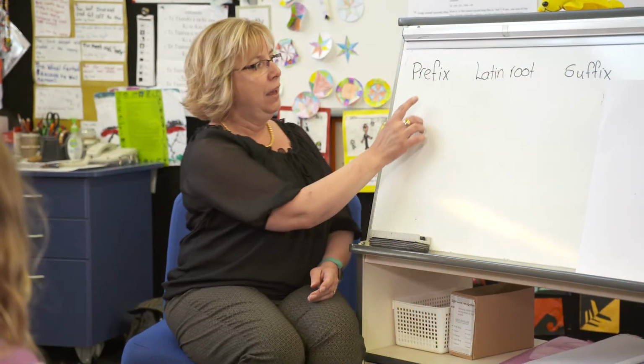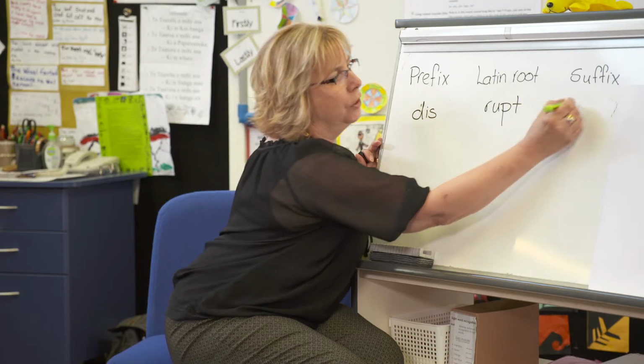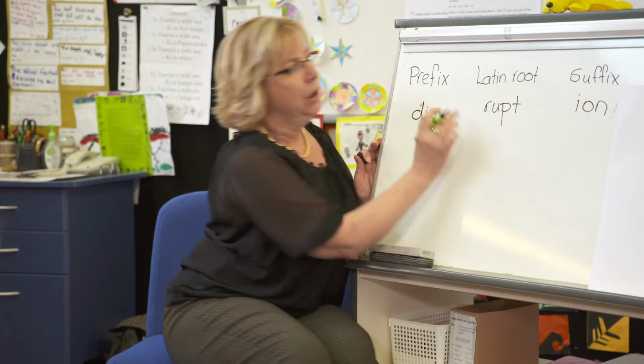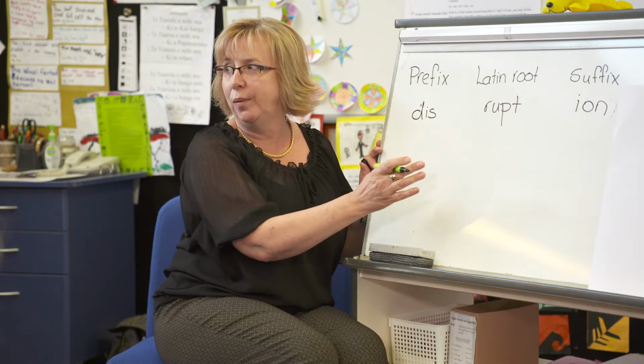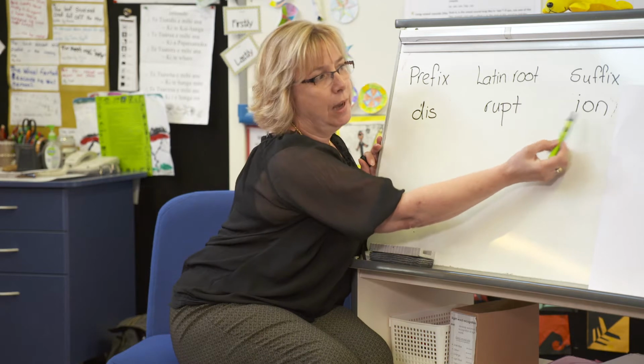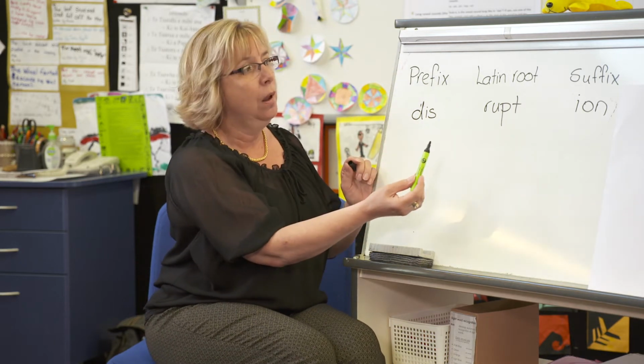Latin-based words have a prefix, a Latin root, and a suffix. So if we look at the word disruption, we have the Latin root that carries the major meaning of the word. We have a prefix. Pre means before, so we know we have to put it before the Latin root. And suffix means after, so it goes at the end of the root word, okay?